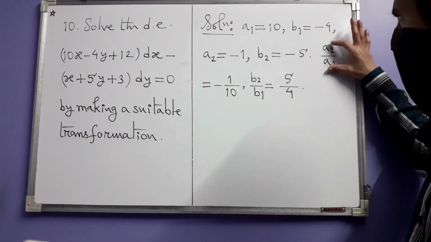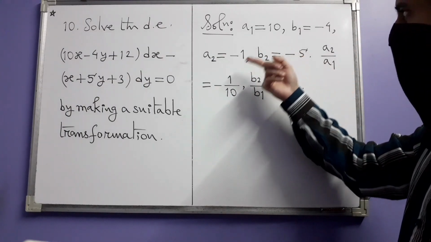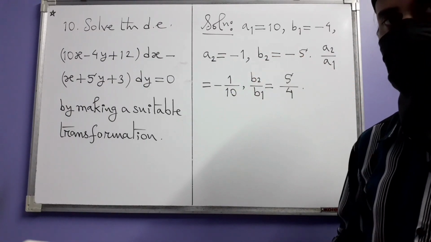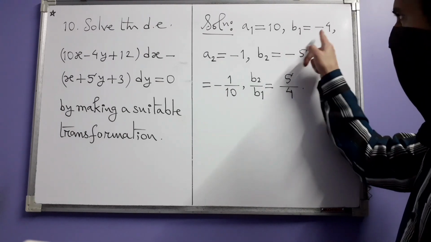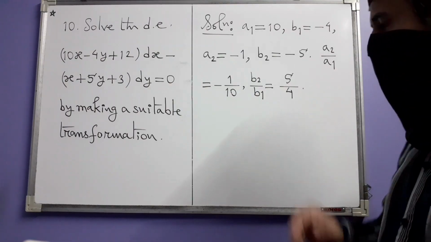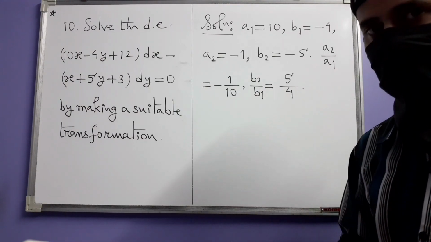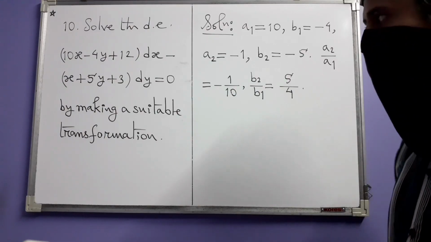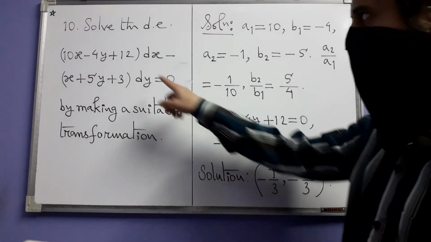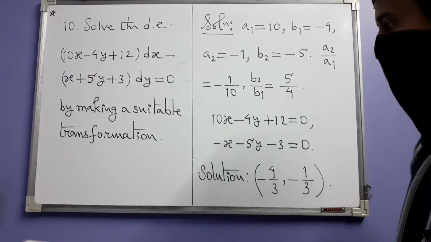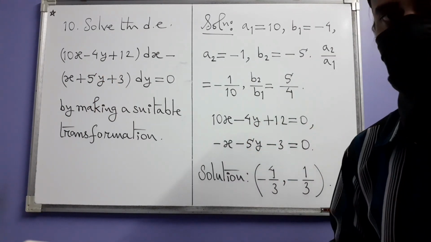So now we calculate a2 divided by a1, which you can clearly see is minus 1 divided by 10. Okay, so minus 1 over 10. And b2 divided by b1 is minus 5 divided by minus 4, or 5 over 4. They are not equal. So that means we know what we want to do next, which is we consider this system obtained by equating these parts to 0. This equals 0 and this equals 0, and then we solve the system.